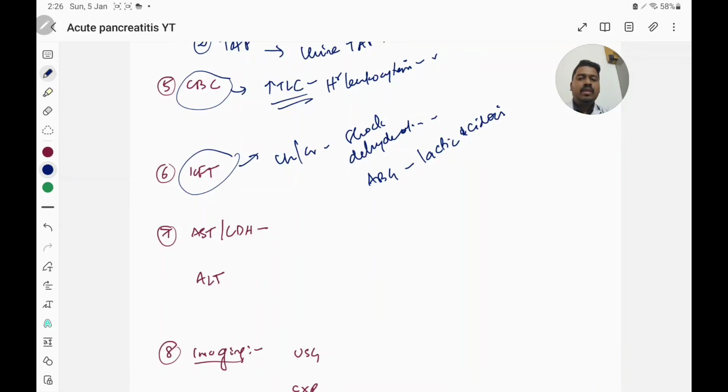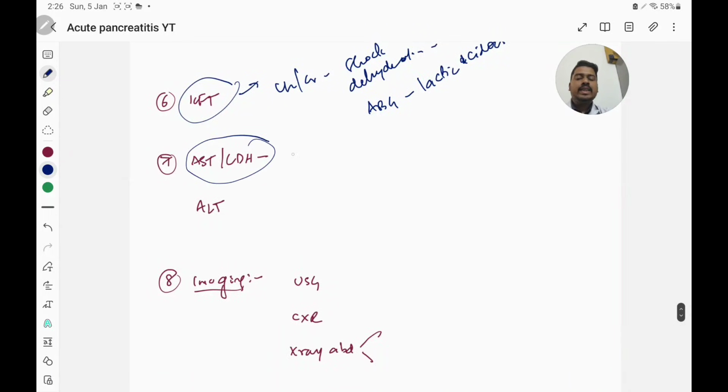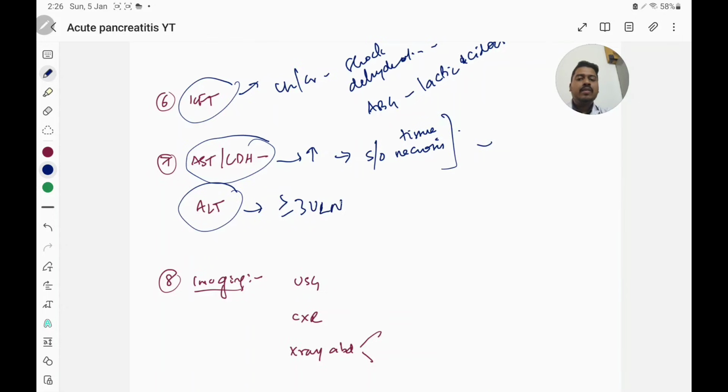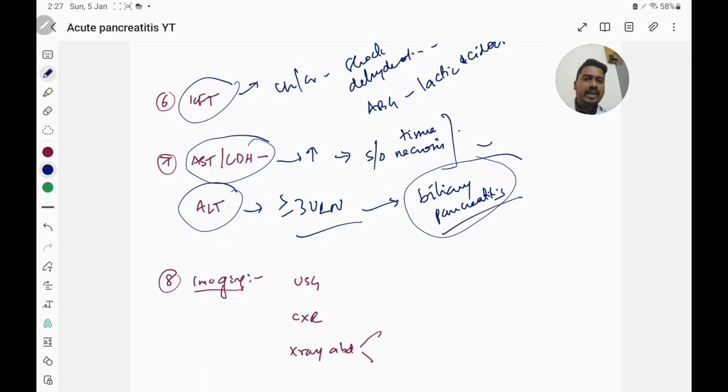Two important things to comment on: AST and LDH, if they are increased, can be suggestive of tissue necrosis. So in the setting of pancreatitis, you will think of pancreatic necrosis. And ALT, if it is elevated more than 3 times the upper limit of normal, can be an indication of biliary pancreatitis, which is a very rare entity in pediatrics, very rare.